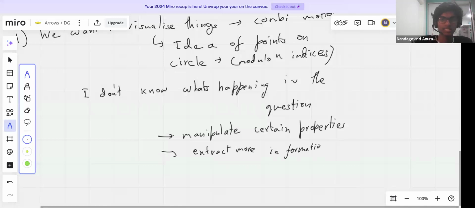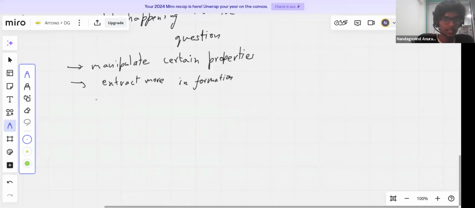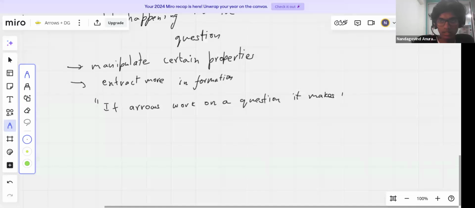And this is why I said initially that if arrows work on a question, it makes it a lot easier. So arrows is a could-work, may-not-work thing, because you need the freedom to manipulate properties and you need to be able to extract more information from that manipulation.